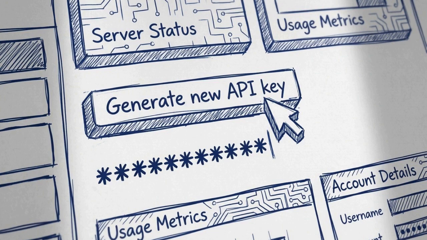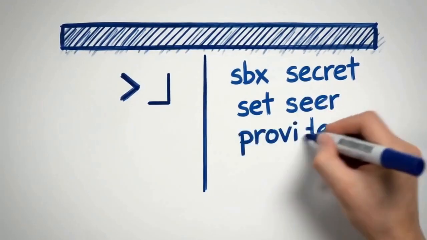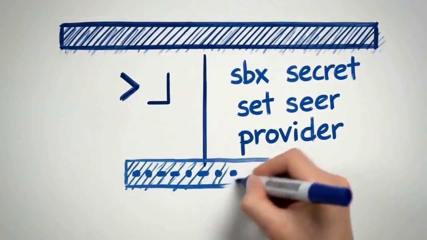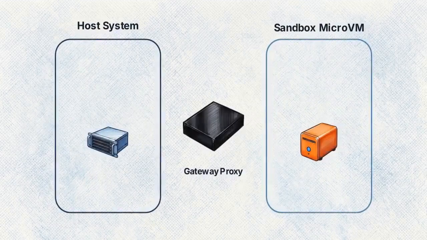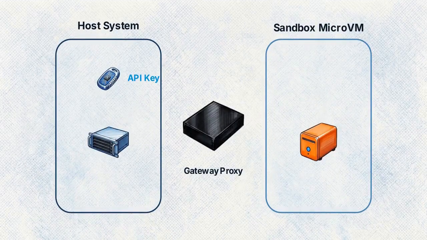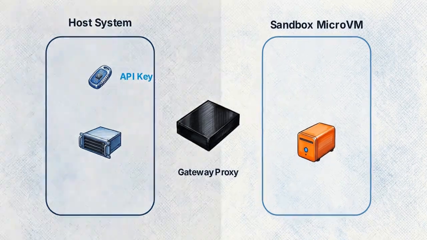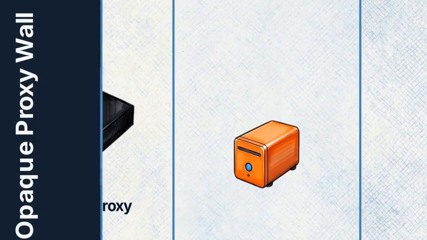Next, we need to provide API keys for the AI's model provider. Running SBX secret set, followed by the provider name, securely stores your key in your operating system's keychain. Your API key stays in a local host proxy, never touching the sandbox VM. When the agent makes a request, the proxy injects the key from the outside. Therefore, the AI cannot see your raw credentials. It only sees a masked proxy wall.